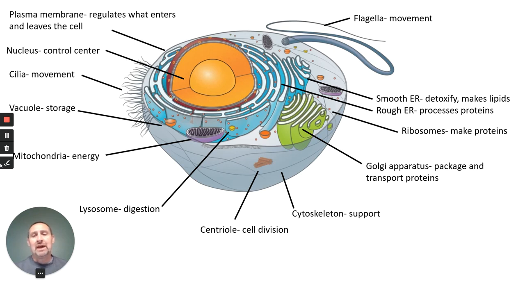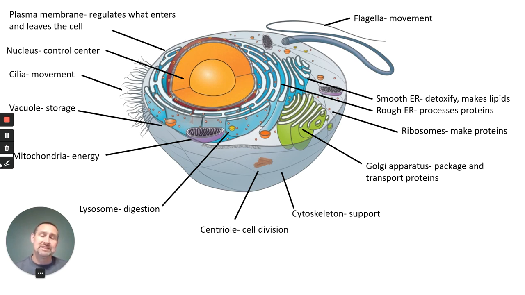The Golgi apparatus helps to package and transport a protein. Think of it kind of like the post office of the cell. It takes a package, puts an address label on it, and then ships it somewhere. That's what the Golgi apparatus does. It packages proteins and then sends them to other parts in the body or other parts in the cell.